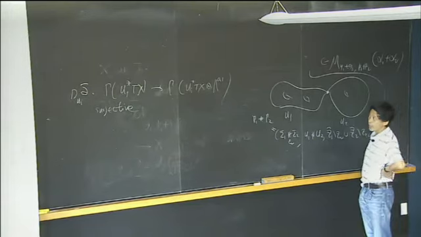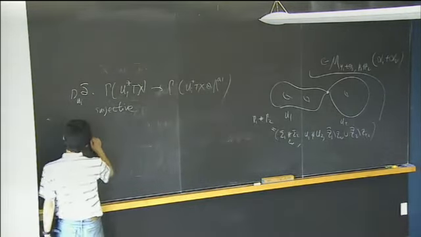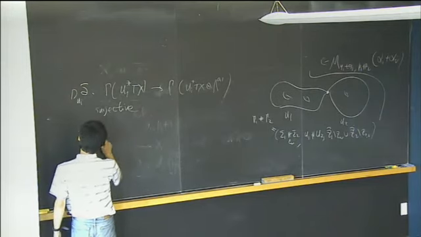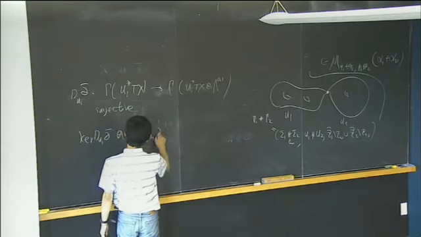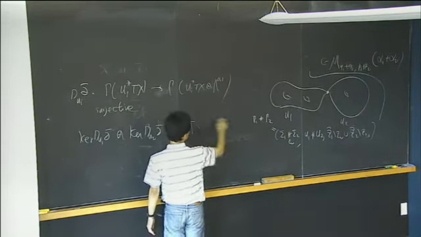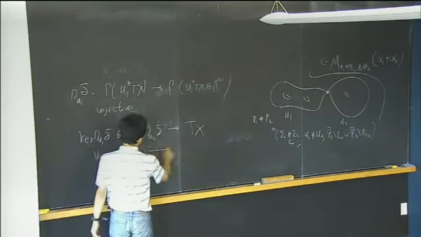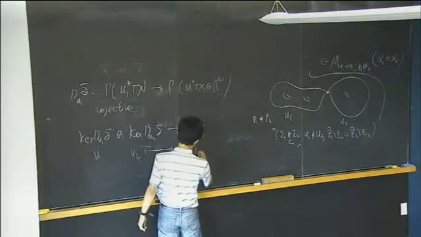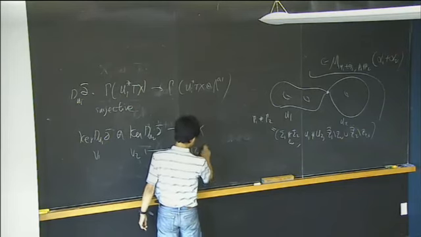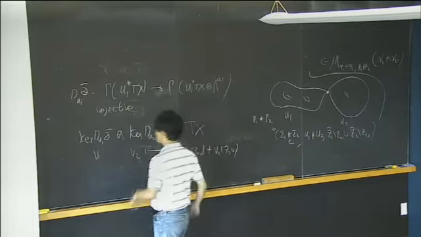And I want to assume also the following. We consider the kernel of D_{u_1}-bar plus the kernel of D_{u_2}-bar, and I want to map it to TX. So you have this kind of v_1 and v_2, and you take the value at this marked point. You take the sum. So we assume that this is surjective also.